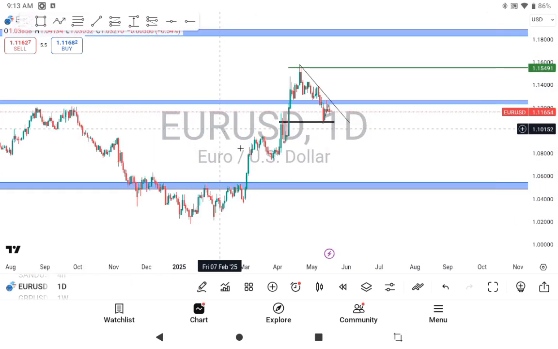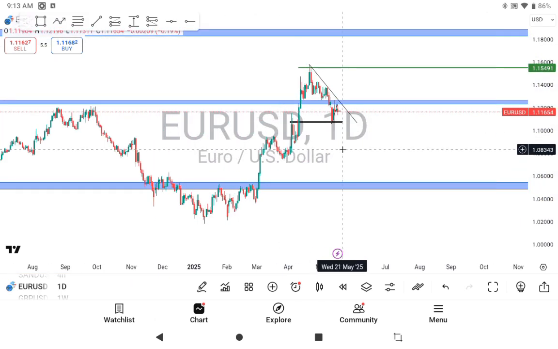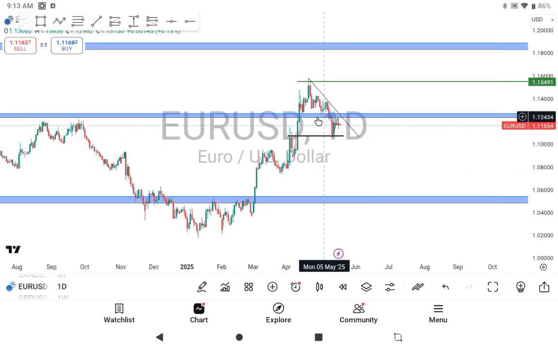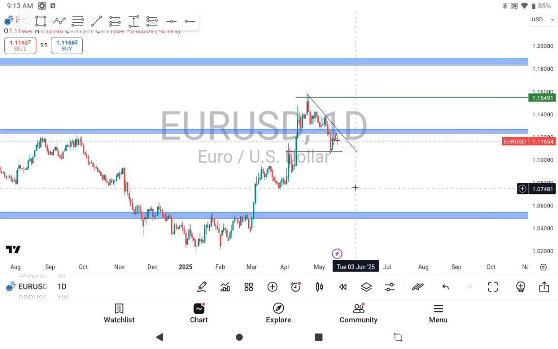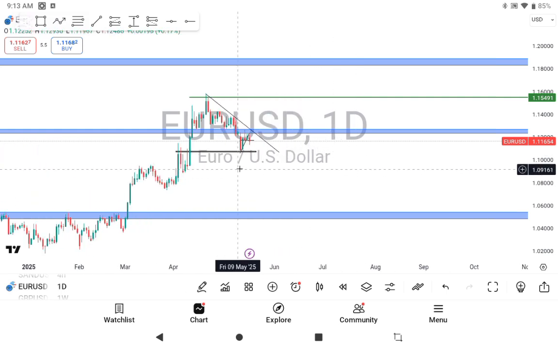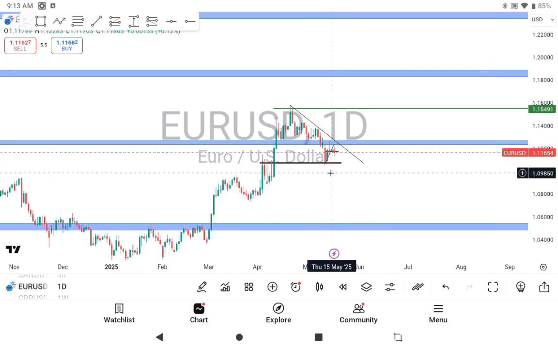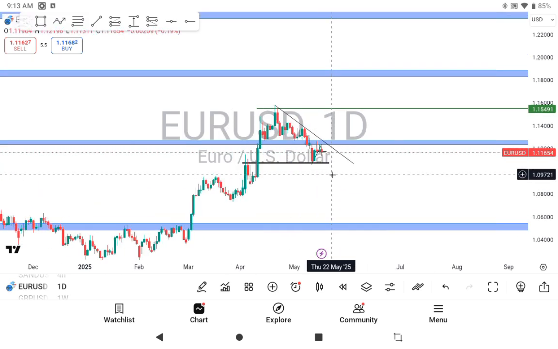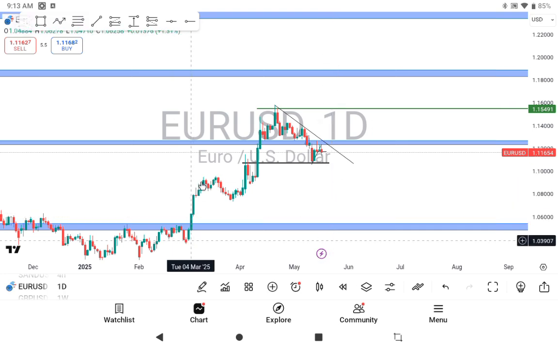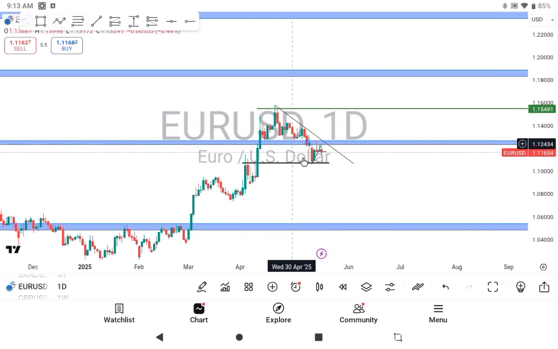Now we are back on the daily time frame. I was calling Euro USD to sell down right here, but at the same time I look at the chart again, because I have to ensure that the sell is a sure sell. I keep looking at it. So we have a high, we have a low, we have a high, we have a low.